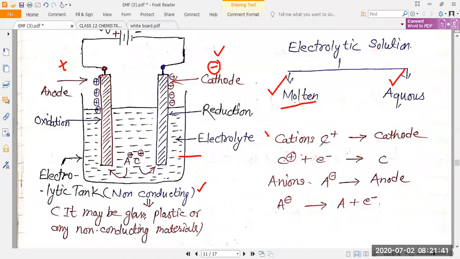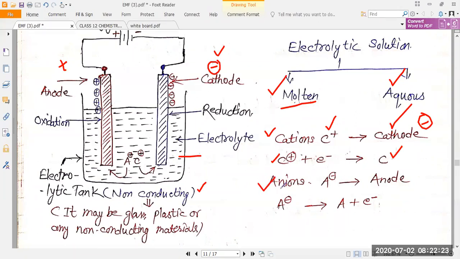Yesterday we have also discussed that cations have positive charge, and cations present in the electrolytic solution move towards the cathode, because the cathode is the negatively charged electrode. So C plus accepts one electron from the cathode and converts into C. What are C and A? C and A here are the cation and anion present in the electrolyte, in the electrolytic solution.